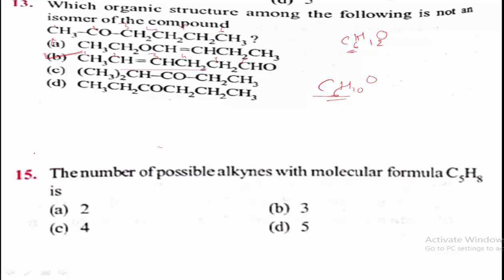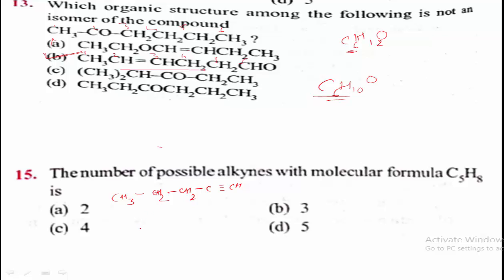But they ask how many possible alkynes are present. First, I write the structure of pentane, because it is C5H8. I write one structure. We know already CH2, C triple bond, CH. Is it right? 1, 2, 3, 4, 5. It is one structure of the C5H8.